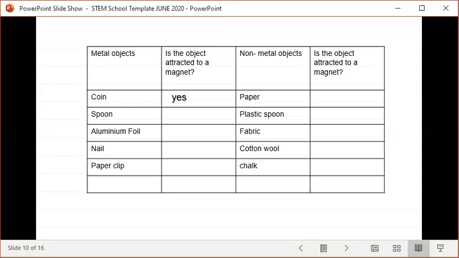A metal spoon, would it be attracted to a magnet? Okay, I see yes coming through. Beautiful, guys. So yes, that is true. A metal spoon would be attracted to a magnet. Okay, and then we get to aluminum foil. So aluminum foil is that cover that is usually used when baking goods, when you're putting goods in the oven.